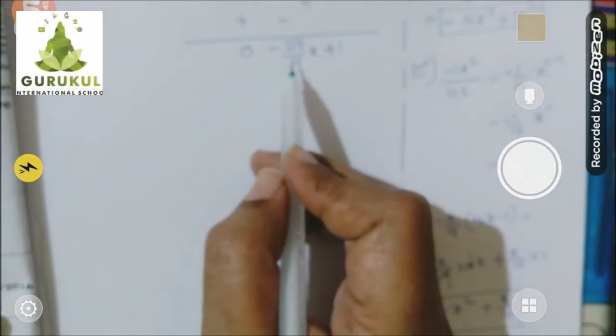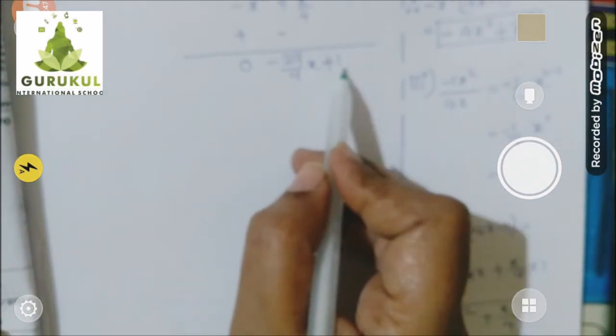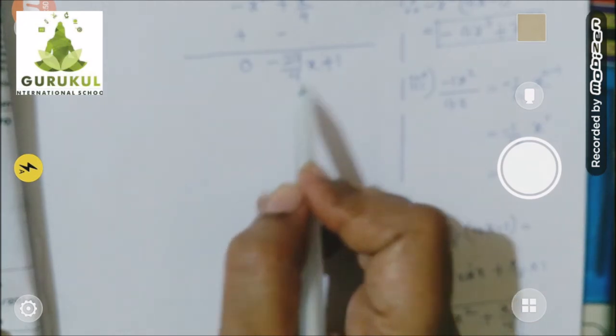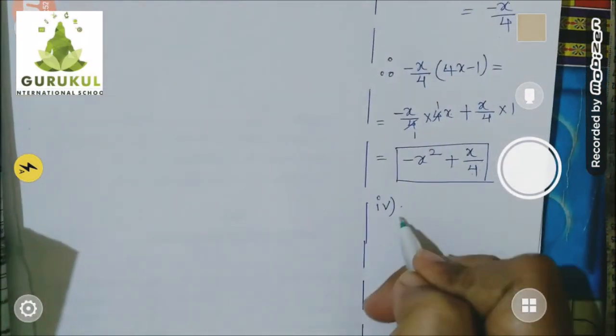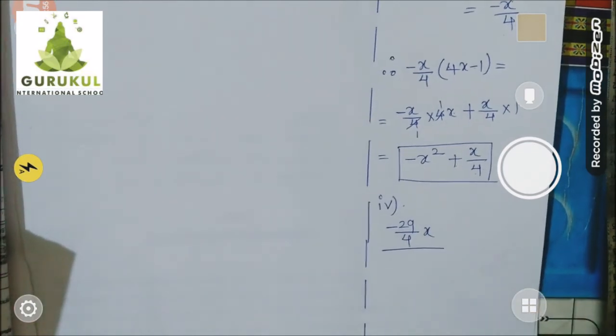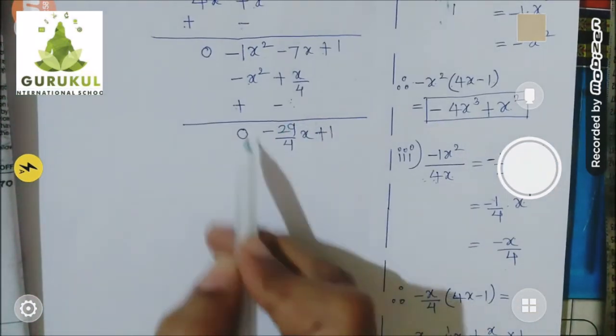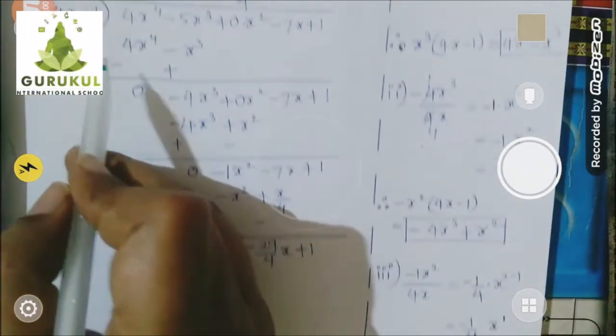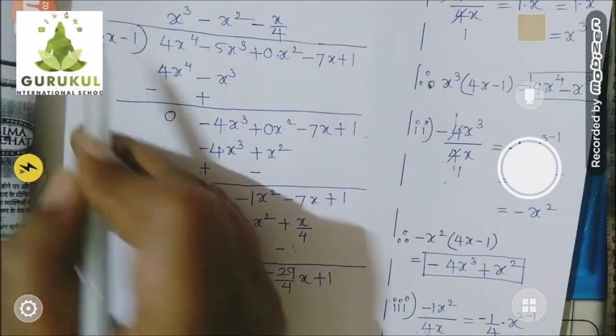You know very well, the term which contains the highest power, that you take. So which term contains the highest power? Minus 29 upon 4x contains the highest power, divided by this you took, divided by which term contains the highest power from the divisor? 4x.